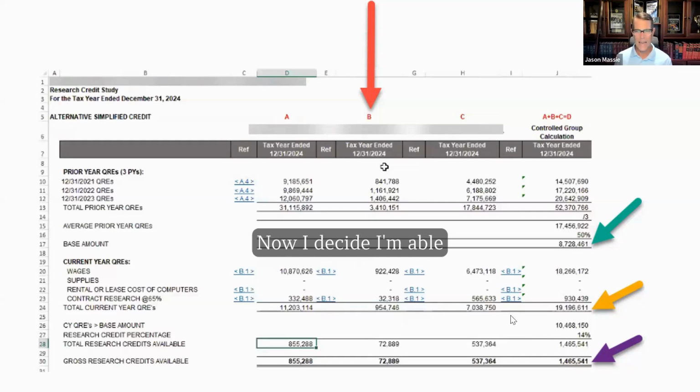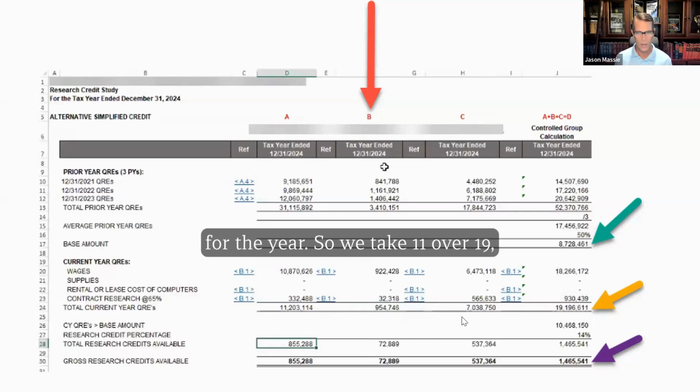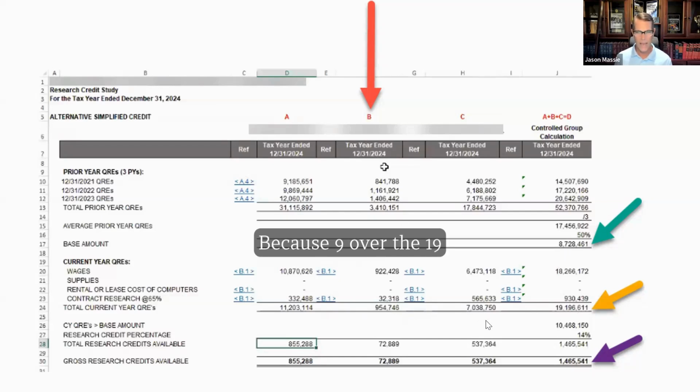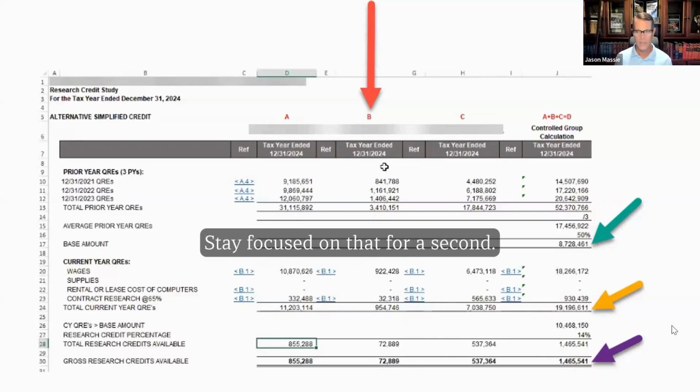Now, I decide I'm able to allocate that back to my members based on their QREs for the year. So we take 11 over 19, 9 over 19, and 7 over 19. And I want you to focus on this column B, because 9 over the 19 is about 5%. 5% of the 1.4 is a $72,000 credit that this particular company gets. Okay. Stay focused on that for a second.